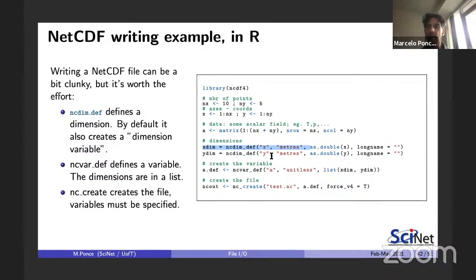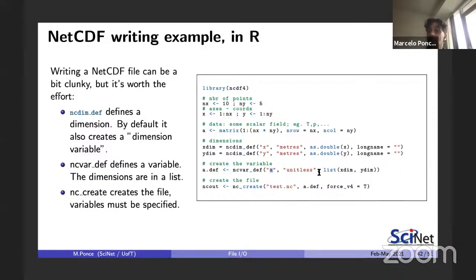Right? Now comes the place of creating the variable, meaning the place where we're going to actually store the data within the matrix. So for that, I'm going to create a variable called a.def, and it's going to use ncvar_def. So this defines the variable within the NetCDF file. In this case, it's going to have the name of the variable A. In this case, it's unitless, but it could be temperature. So in that case, it could be Celsius, Kelvin, or Fahrenheit, or pressure with pascals, or whatever unit you want.